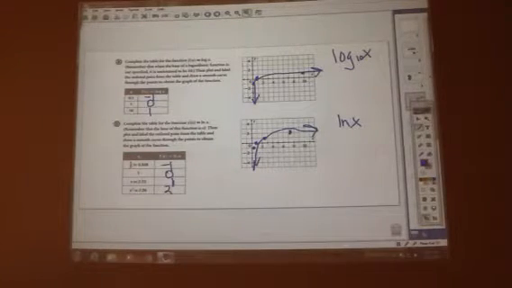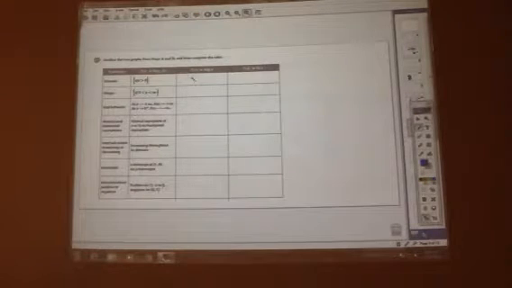So the domain on this one would be x is greater than 0, and the domain on the natural log would be x is greater than 0 also. So right here I would say x such that x is greater than 0. It doesn't touch 0. 0 is an asymptote. And natural log would be the same thing.